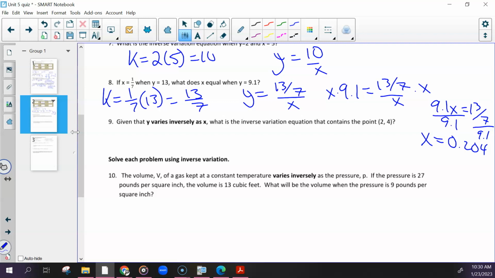Okay. The next one is very similar to 7. It gives you a point, that's your x, y. Find your k by multiplying them together. And then put that back in your equation.